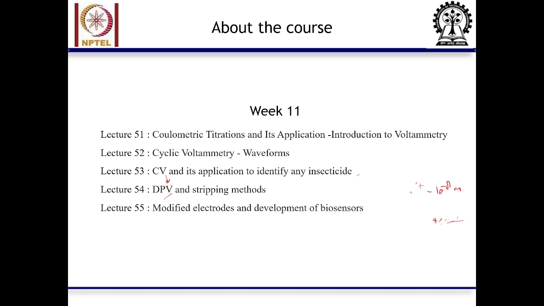And then the stripping method. Basically, why is this important? In this, first we deposit the metal by the application of the potential, and then we run a voltammetry like DPV or CV to see what metals are present. So basically one question is also there on the stripping methods. I will come to that. And for the modified electrode and development of biosensor, the professor has gone a little bit. So in week 12, you will see all the applications, what is the modified electrode, how we are developing the glucose sensor, oxygen sensor, and all.